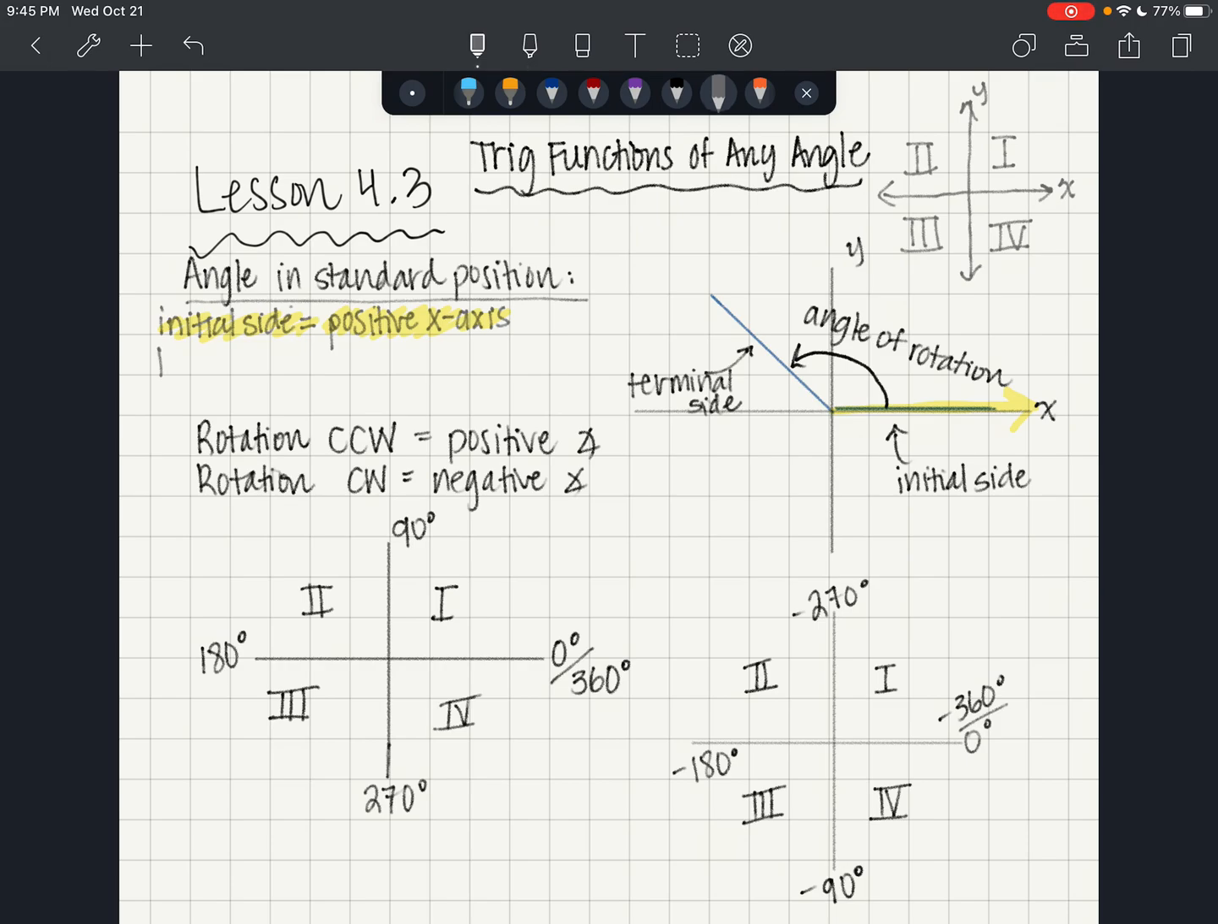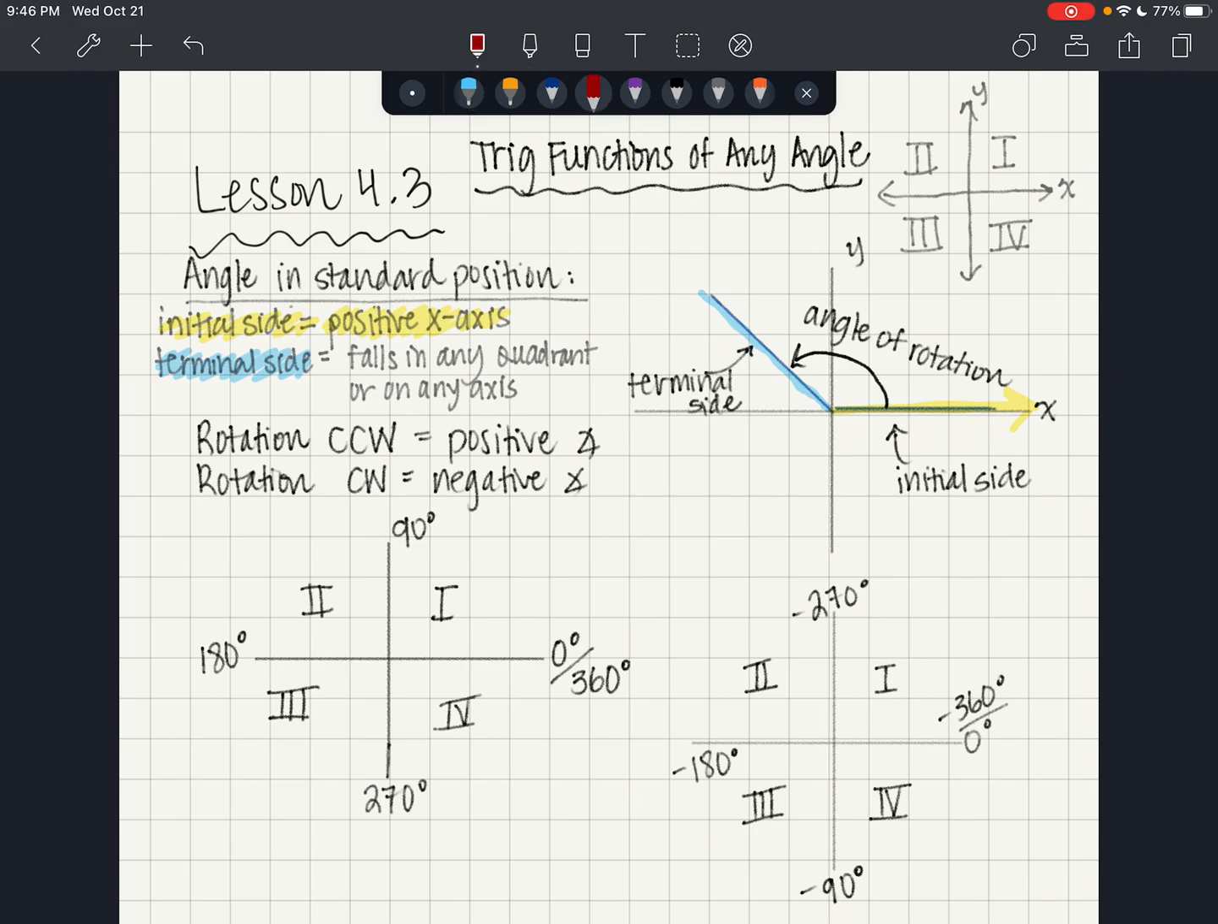And we're going to have the terminal side, which can fall in any quadrant or on any axis. So there's your terminal side right there. Now I just had this terminal side fall into quadrant 2.